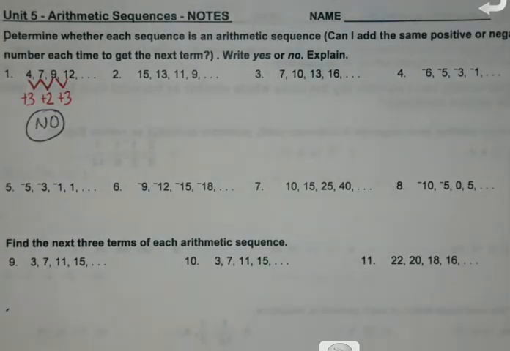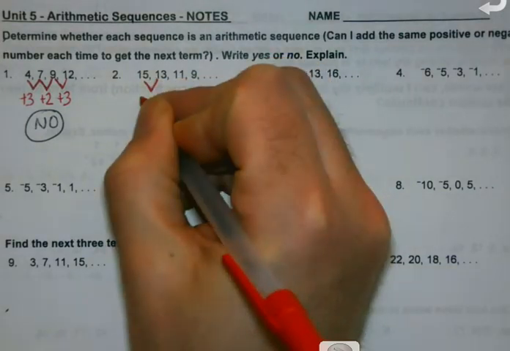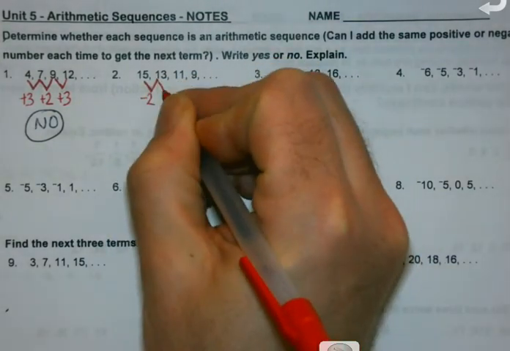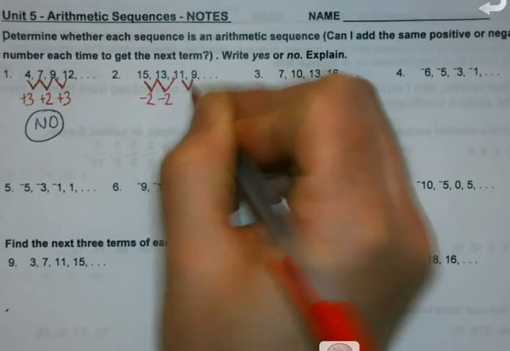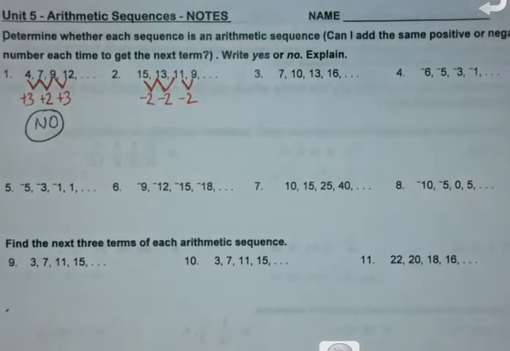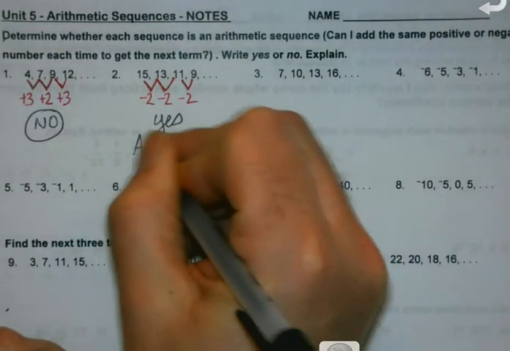So, as I'm going through these, just because it says can I add, technically I could subtract. Like if I look here, it's -2. And if I go between the next two, it's -2. If I go between the next two, it's -2, but it's the same every time. So this is a yes, and then I write down why it is.